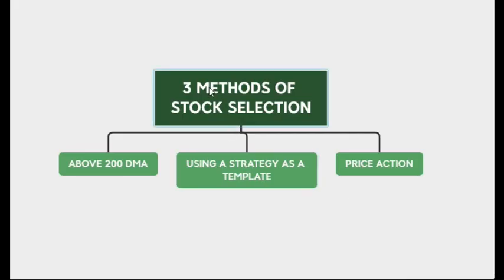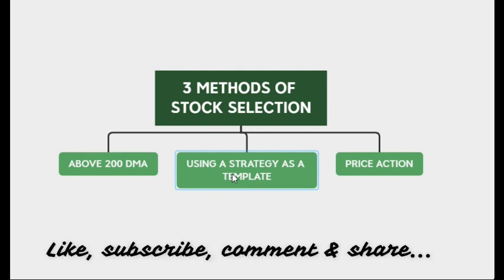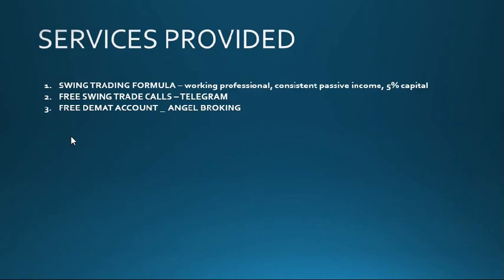That's about it, friends. In this video we have seen 3 different methods for stock selection, especially for swing trading. The first method was finding stocks that are trading above the 200-day moving average. The second method was using a strategy as a template, a scanner, or a filter to find out which stocks you can buy for swing trading. And the third method we have seen is price action. I hope this video was helpful for you, friends.